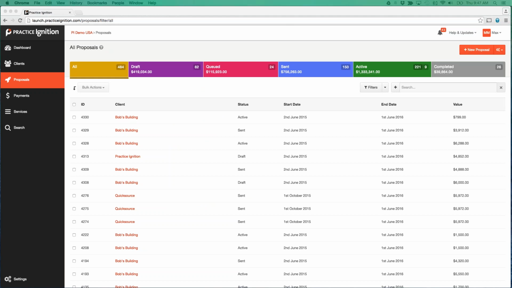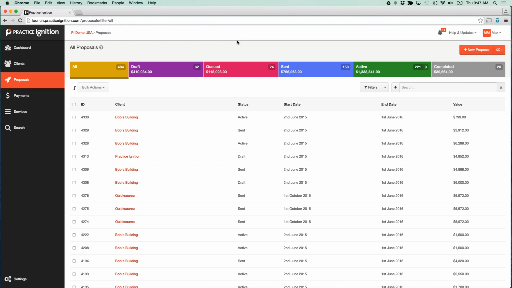Practice Ignition, background on this, basically was created by an accountant, not a CPA, a chartered accountant, which is the equivalent of a CPA in Australia. Fully digital practice, and their big issue was onboarding clients, doing that initial engagement letter or payment collection, all those steps, and that's where Practice Ignition was created out of.